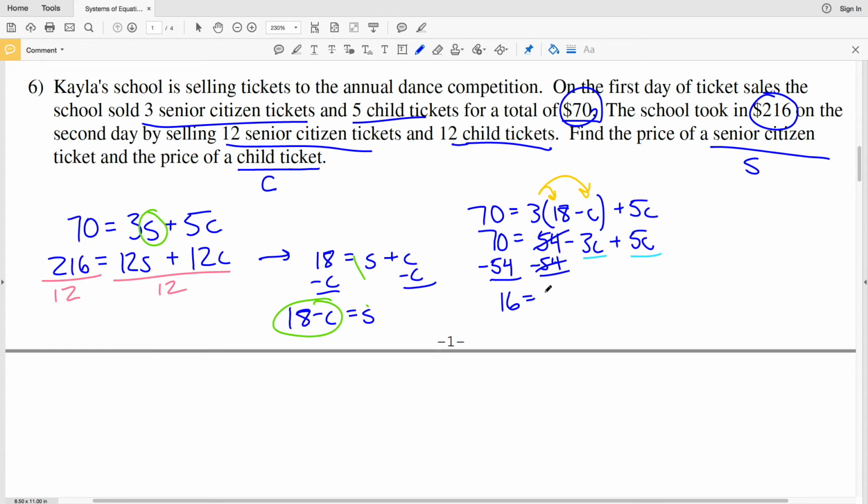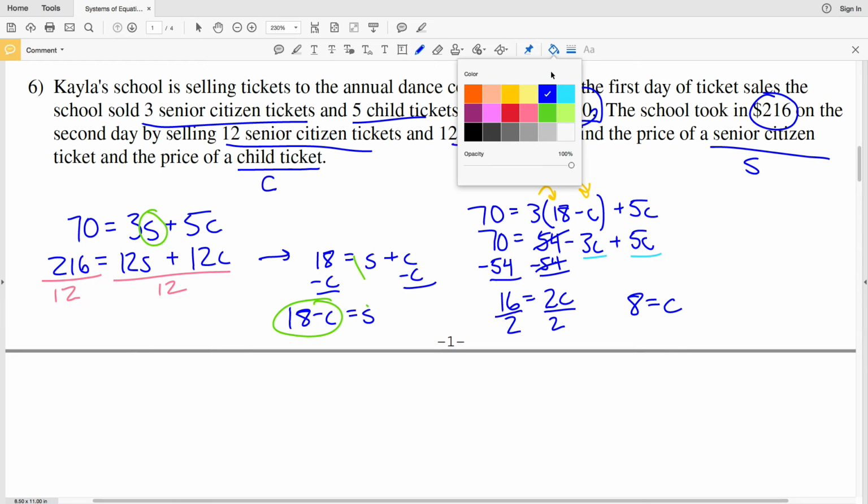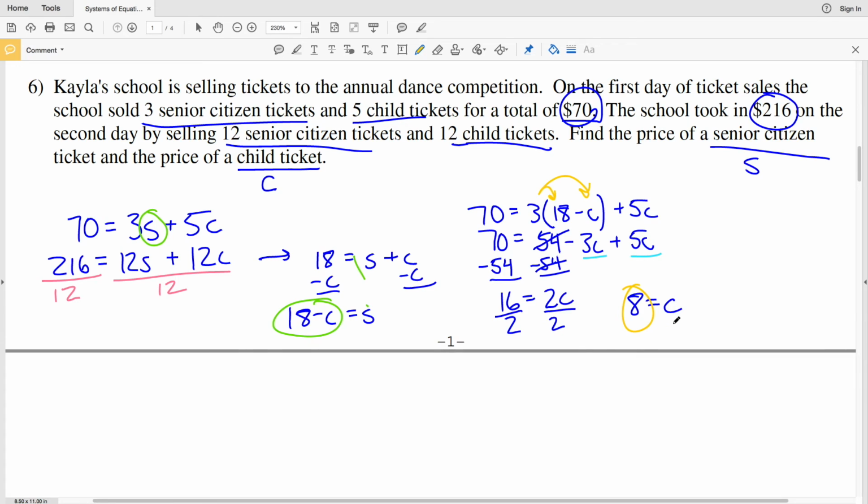Negative 3c plus 5c is a positive 2c. And when I divide by 2, I get that 8 is equal to c. So now I have the cost of a child ticket as 8, because c is that variable that represents the cost of the child ticket. So I'll take 8 and plug it in to my equation that I already have solved for in terms of s. That will make the math a little easier. So I'll have 18 minus c, which is minus 8, equal to s. And 18 minus 8 is 10. So 10 is equal to s.